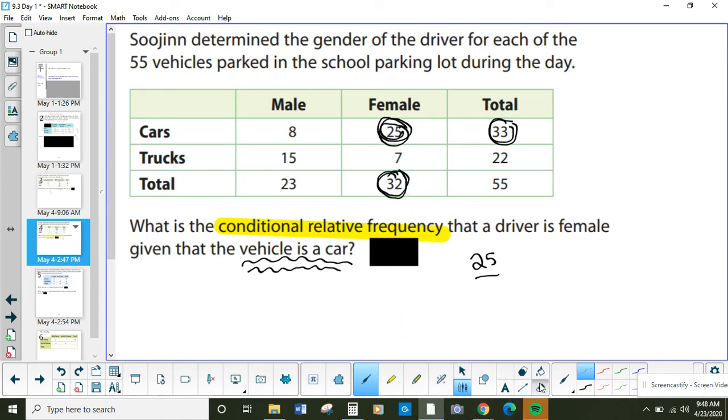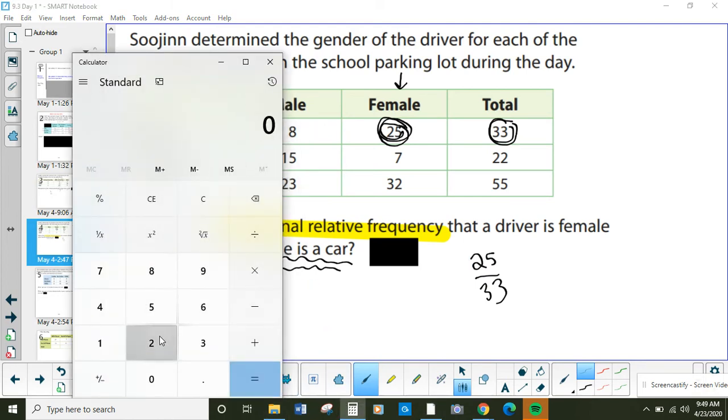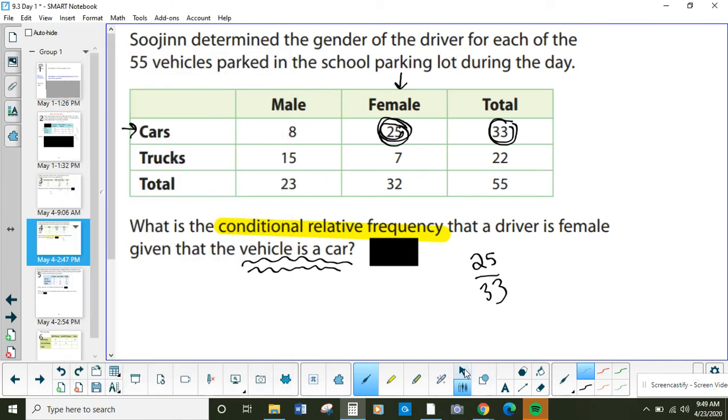So let me erase that. I might be confusing some of you here. So again, let me back up. Where do I get my total from? Is it the 32 or the 33? What's a conditional relative frequency that a driver is female given that the vehicle is a car? So it's a car, okay, I'm talking about cars. That's why I go this way to get my total and not this way this time. You could get your total this way from a different question, not this one. So 25 out of 33 cars. I take my calculator and I do 25 divided by 33 and I get about, it rounds to 75%.